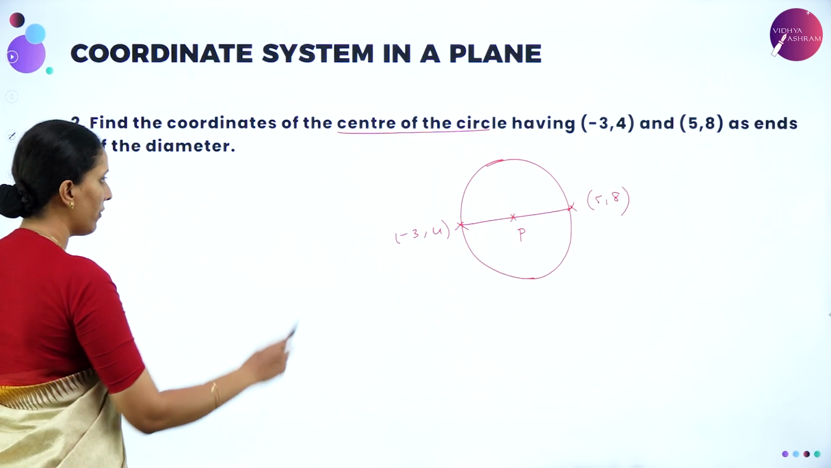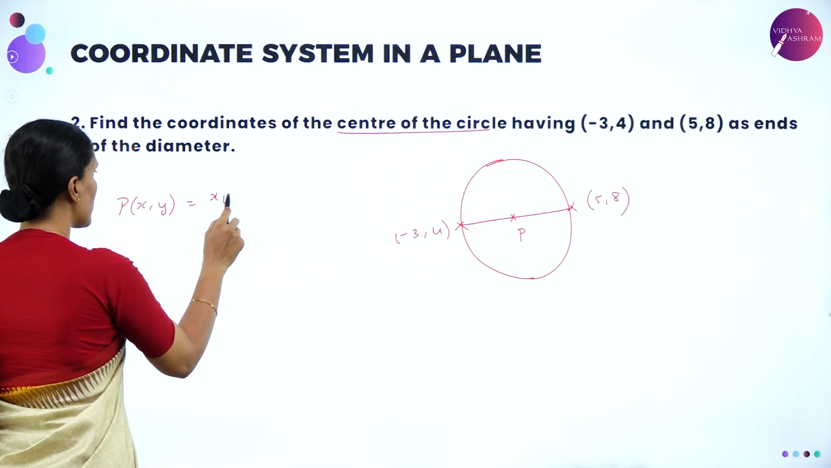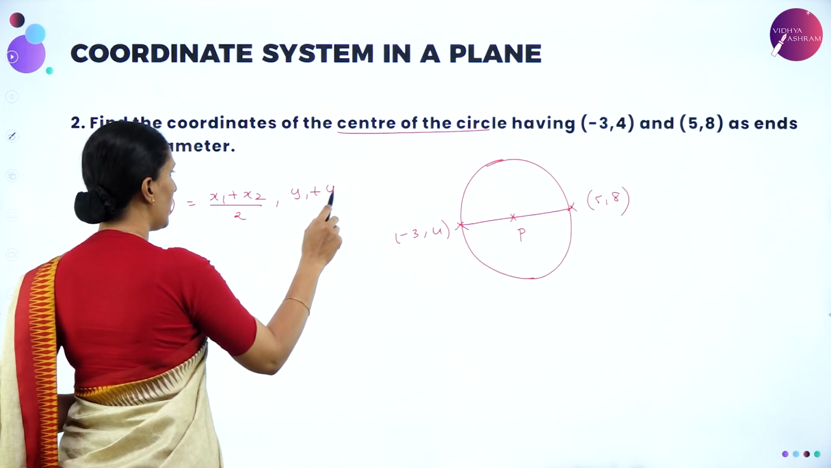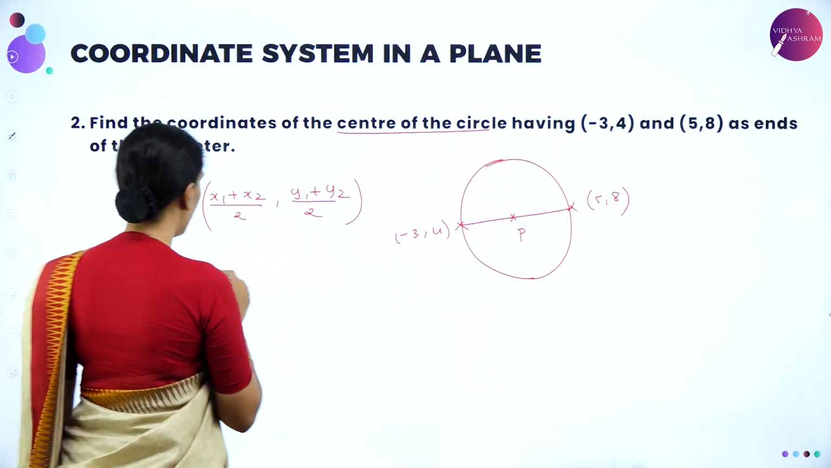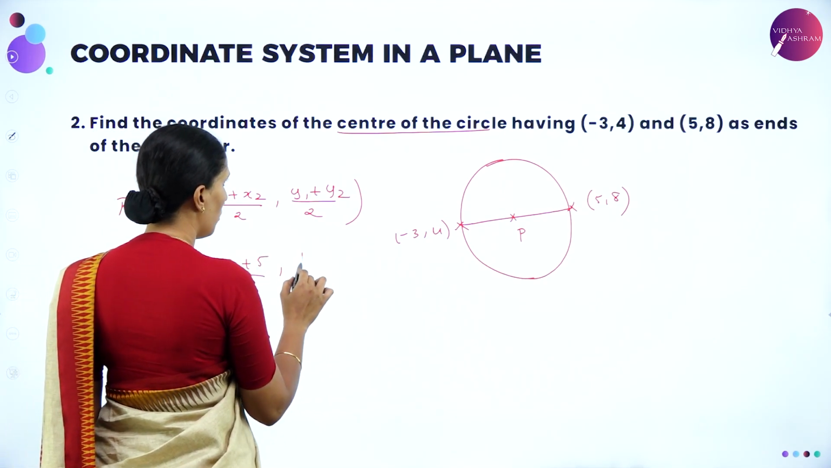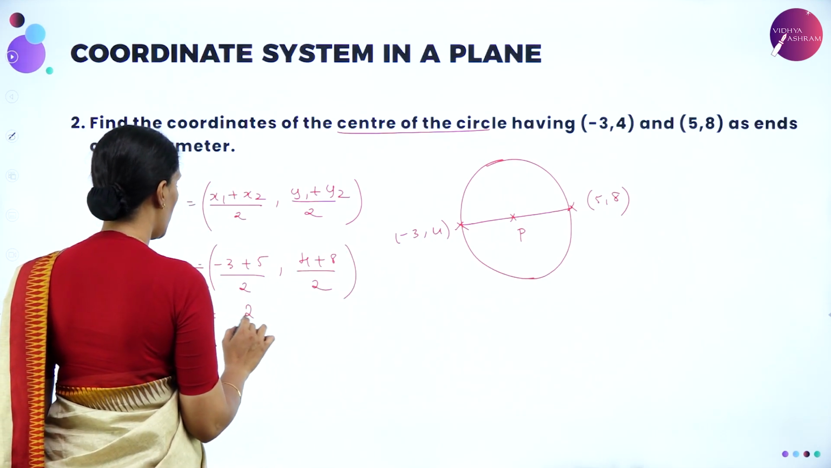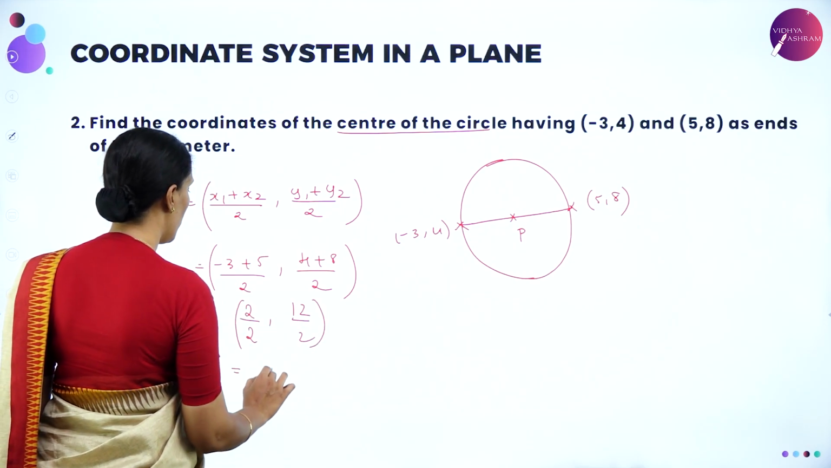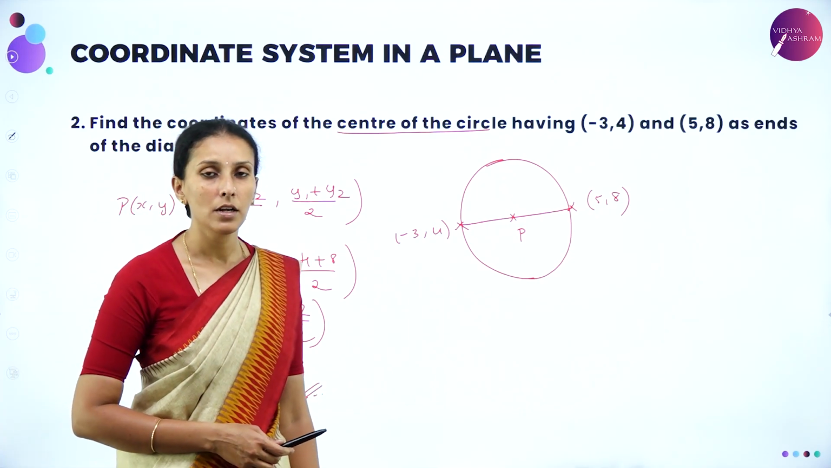So using the midpoint formula, the point P(x, y) can be written as x1 plus x2 by 2, comma y1 plus y2 by 2. So therefore, here this can be written as minus 3 plus 5 by 2, comma 4 plus 8 by 2. Which becomes 2 by 2, comma 12 by 2, which is equal to 1, 6. So therefore, the center of the circle is 1, 6.